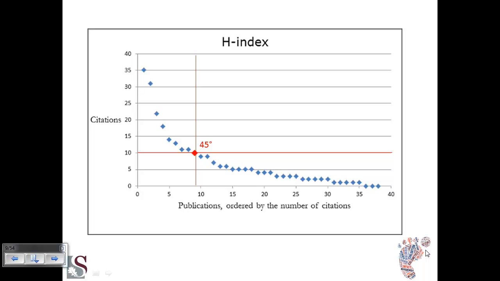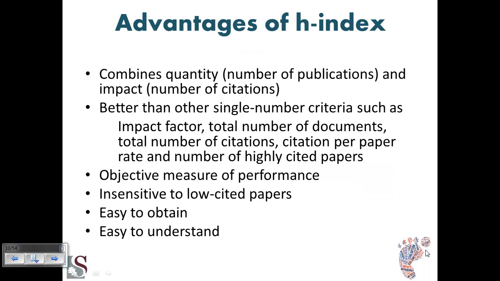If we continue, this is the graph. In this graph, the H-index is on the 45 degree line where the number of citations intersect with the number of publications. The number of citations is given on the y-axis, and the papers are numbered in order of decreasing citations on the x-axis. So that is how it will be calculated.